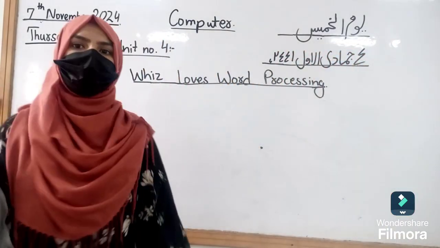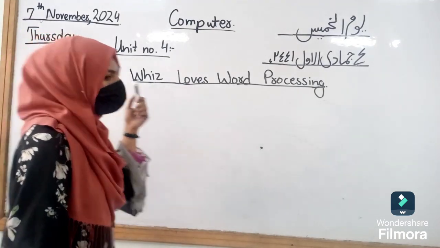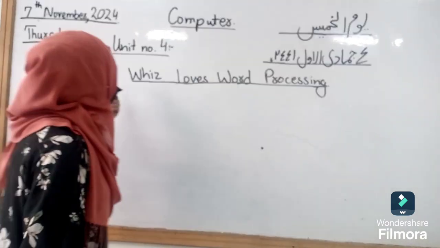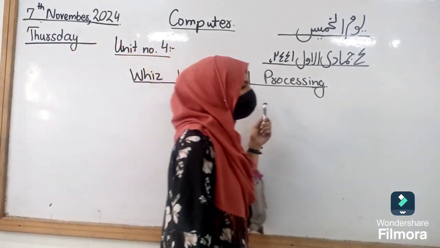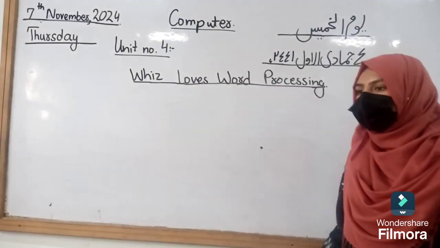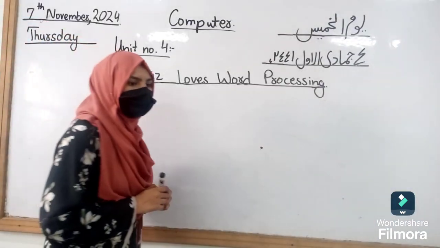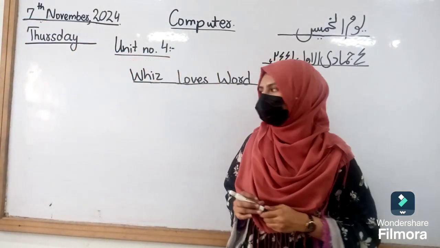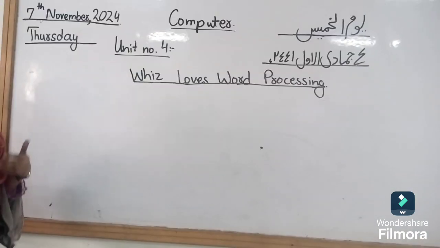And what were we learning in the last class? Yes, we were learning unit number 4 named Word Processing. Very good. So who will tell me what we learned in the last class? Raise your hands. Yes, Asma, stand up. Okay, now let's start our lesson and let me repeat the previous lesson.